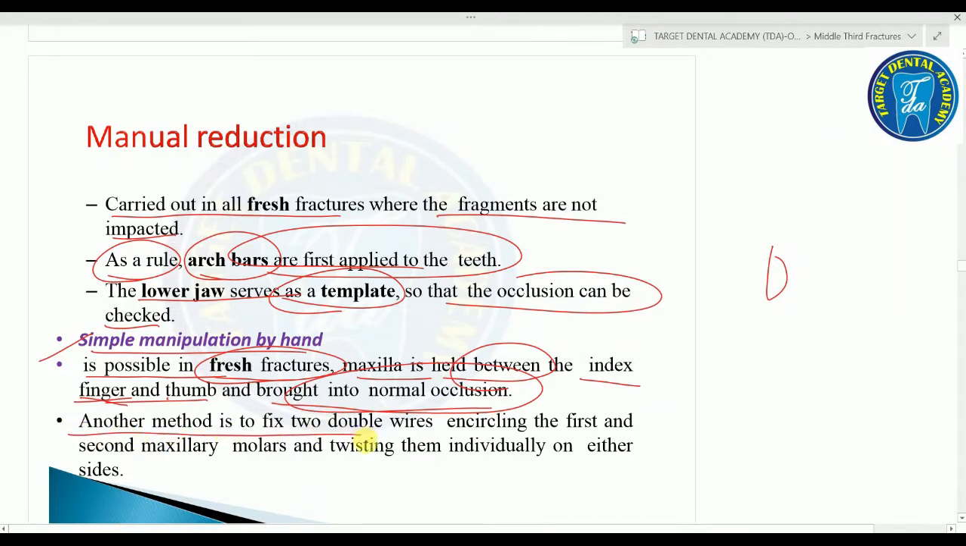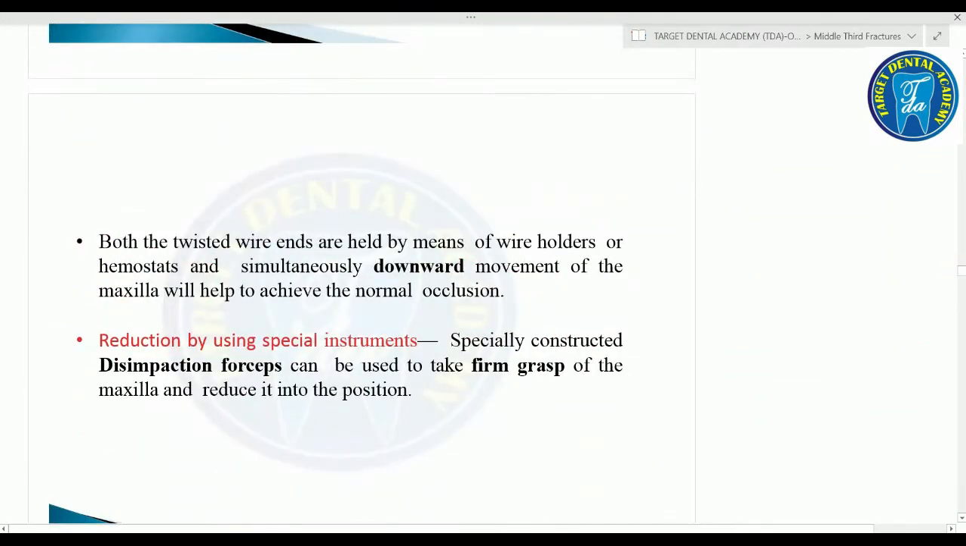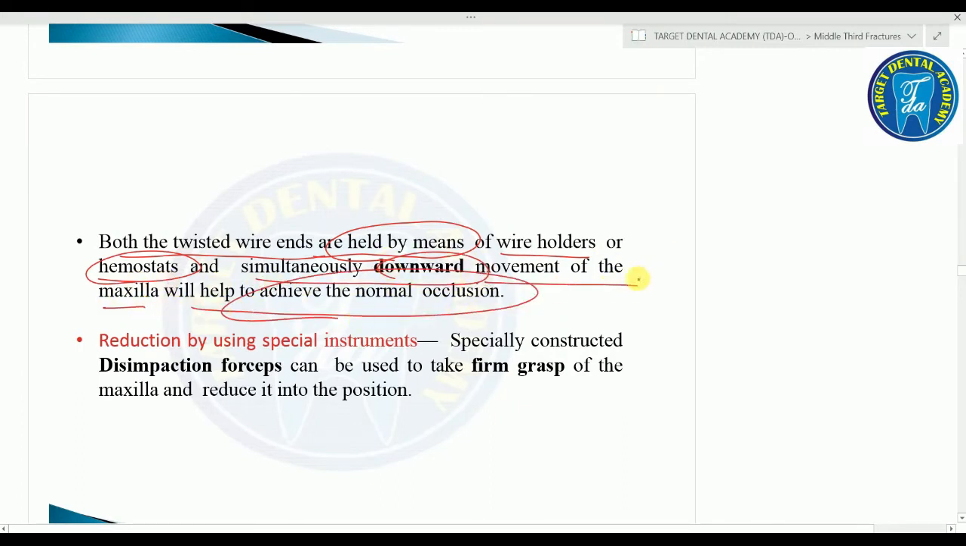Another method is to fix two double wires encircling the first and second maxillary molars, and twisting them individually on either side. It helps to fix the fracture. Both the twisted wire ends are held by means of wire holders and hemostats, and simultaneous downward movement of the maxilla will help to achieve the normal occlusion. So there is a reduction using a special instrument.